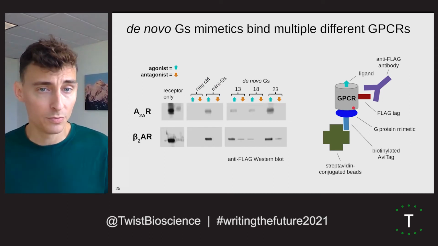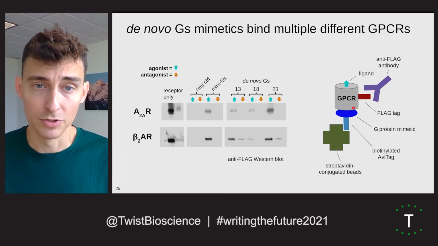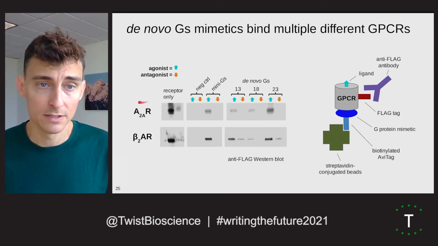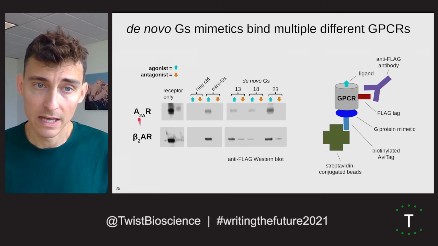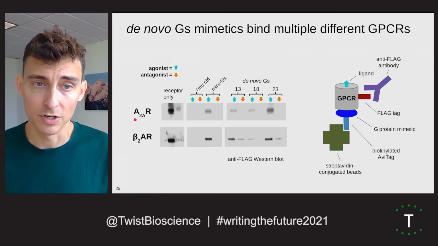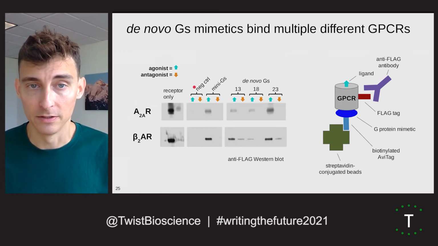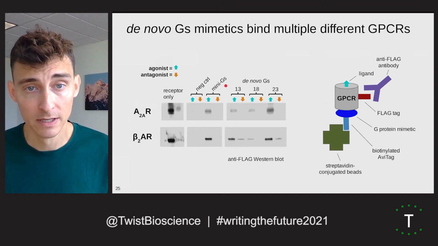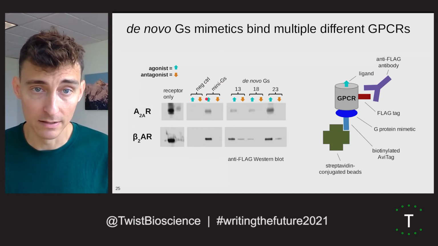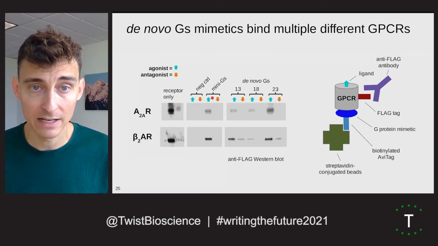So I won't show you the full suite of 48 mimetics, but I will show just a couple here. We tested this with the adenosine 2A receptor as well as the beta-2 adrenergic receptor. The A2A receptor is what we used for the structure for the design, and beta-2 is an unrelated receptor to test generalizability. Our negative control is just another random protein that shouldn't bind. Our positive control, in this case, is the mini G. And we can see that we have pull down in the presence of an agonist for both receptors and not in the presence of an antagonist.